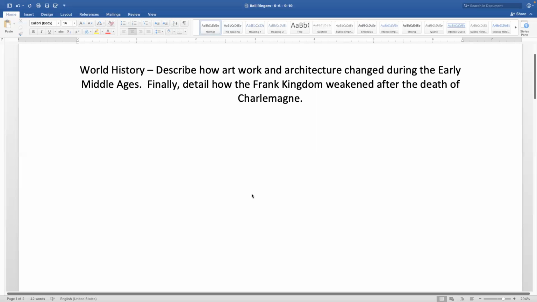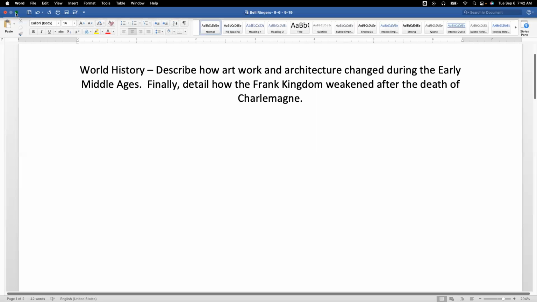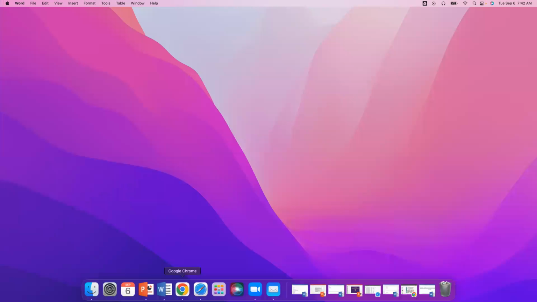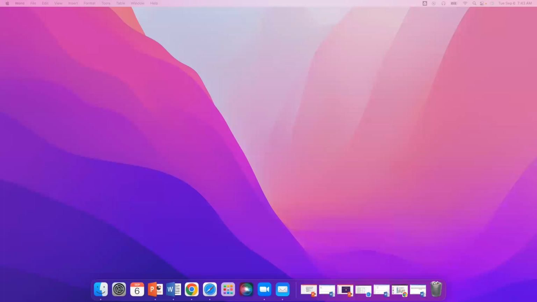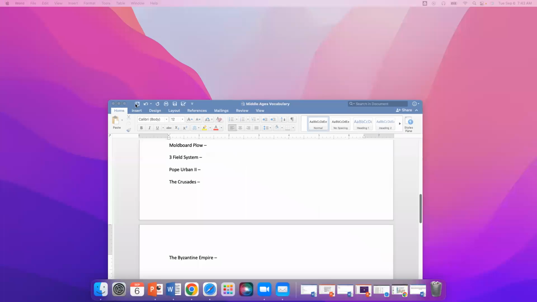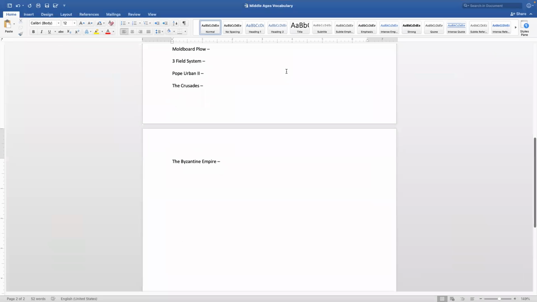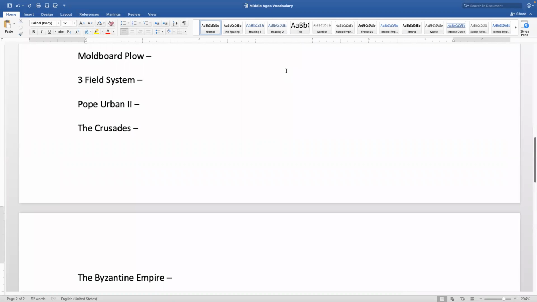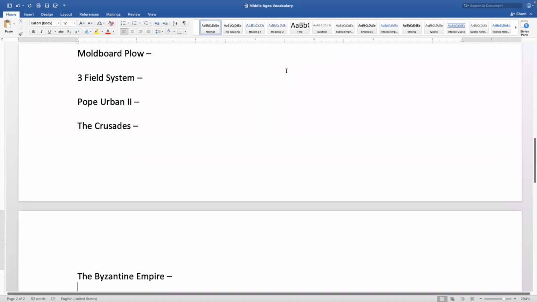All right, here are your terms for today. Make sure you are putting the date by your bell ringer. Write out the full question, write out a detailed response. I don't want to see any copy and pasting or anything like that. So, terms for today: Moldboard Plow, 3-field system, Pope Urban II, Crusades.